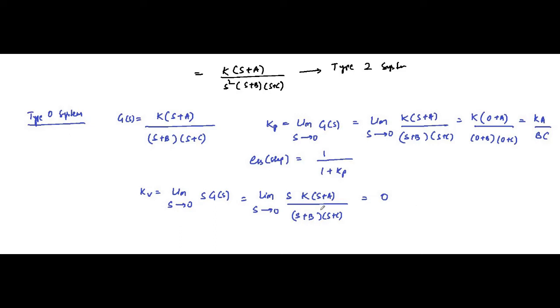So in that case, if we are considering a unit ramp input being applied to the system and we have the velocity error constant equal to 0, then the steady state error because of the unit ramp input is equal to 1 by Kv is equal to 1 by 0, which is equal to infinity.